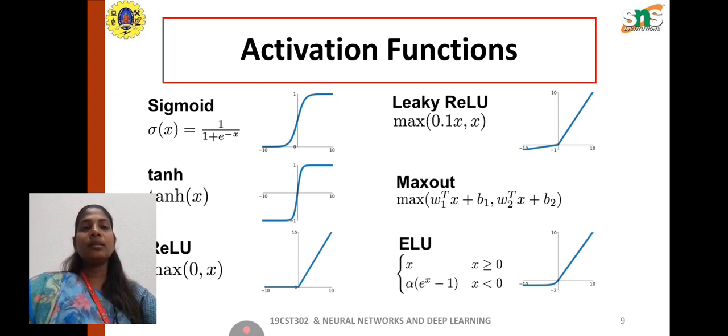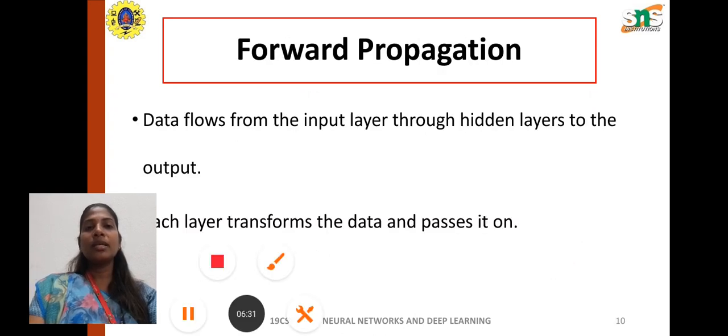The next one is ELU. Here, if x is greater than 0, it is considered as the x value. If it is less than 0, we apply alpha times e power x minus 1. Here the graph values stay in a particular range and then move on to the positive values. So these are the various kinds of activation functions we use here.